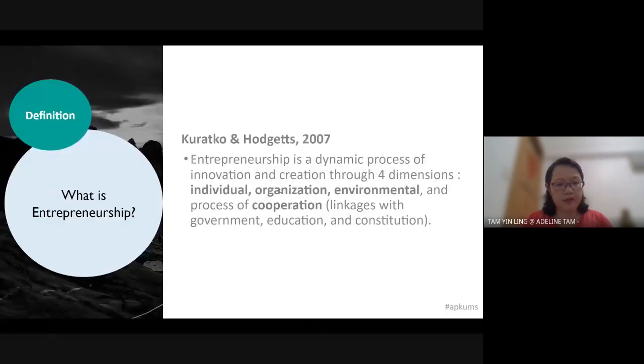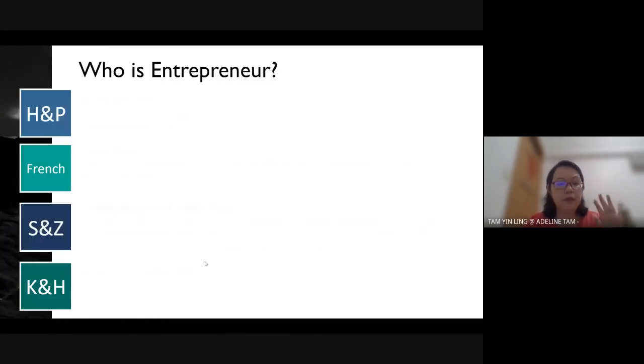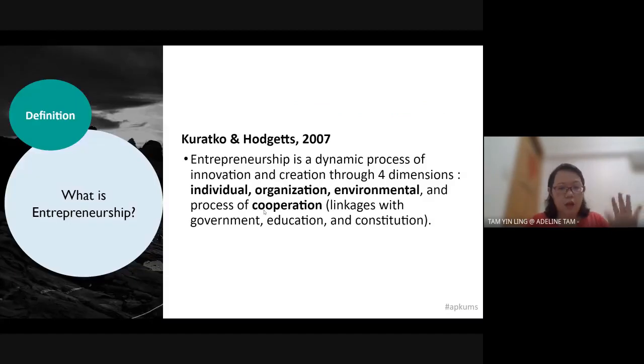So look at the slide for the definition by Kuratko and Hodgetts, 2007. Entrepreneurship is a dynamic process, according to him. Dynamic means that the process keeps on changing. It involves four different dimensions: individual, organization, environment, and process of cooperation. You need to cooperate, bekerja sama, with other individuals and other organizations in the environment to achieve something. That is what we call entrepreneurship.